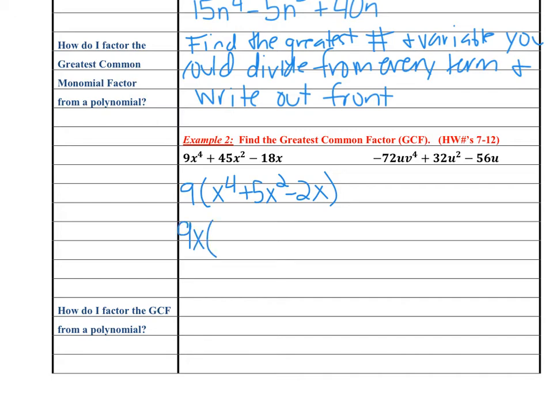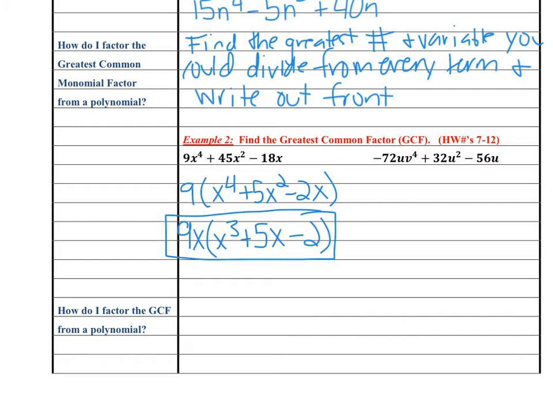Out in front. If I had x to the fourth, but then I divided out 1x, now I'm going to have x to the third. 5x squared divided by 1x would leave me just 5 and 1x left. And negative 2x divided by x, if I pulled the x out, I only have negative 2 now. This is my answer. Written like this, I have factored, I have undistributed as much as I can. There's my answer.